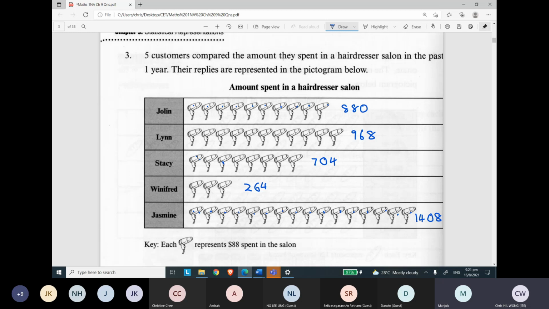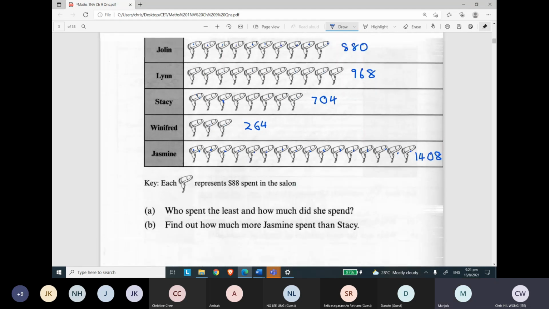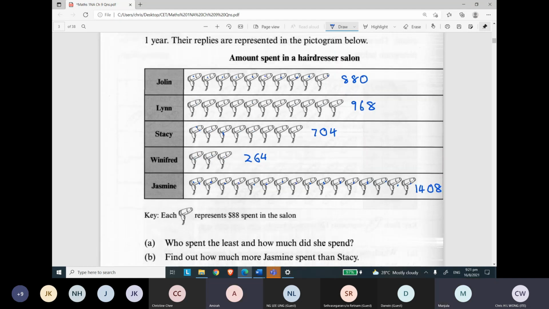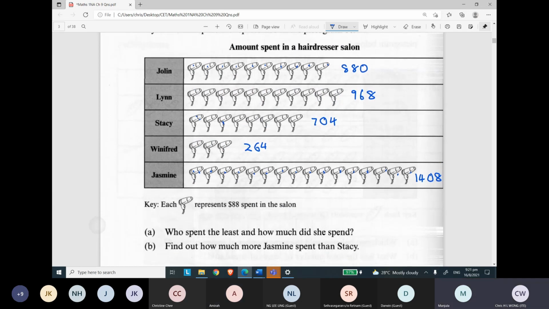Okay. Now, 5 customers compare the amount they spend in a hairdresser salon in the past 1 year, okay? Their replies are represented in the pictogram below. This is 1 year. They go to the hair salon. Who spent the least? Winifred. How much did she spend? 264. Very clear.